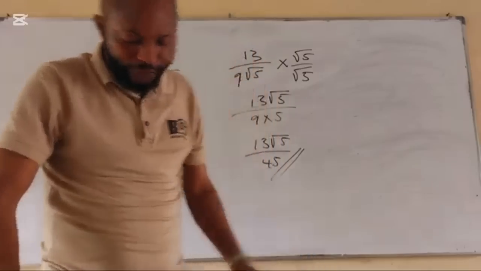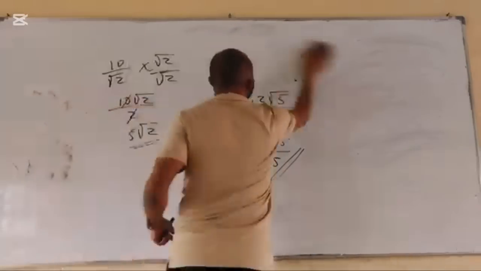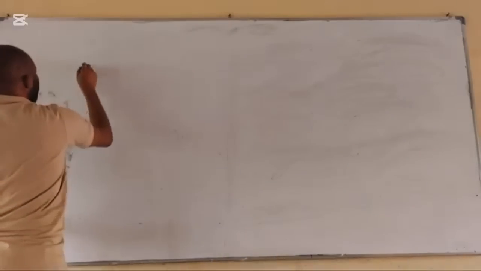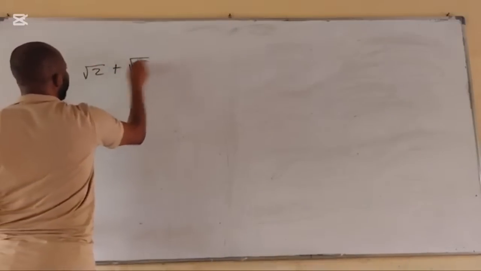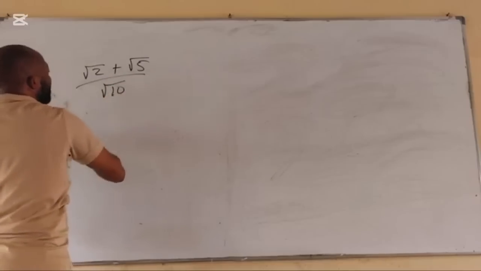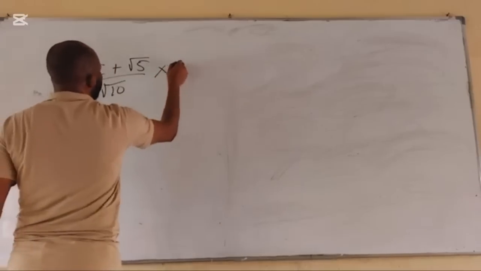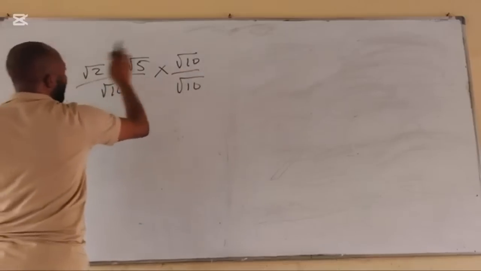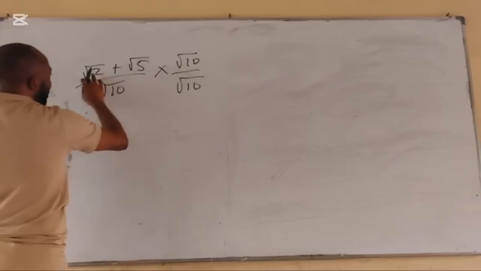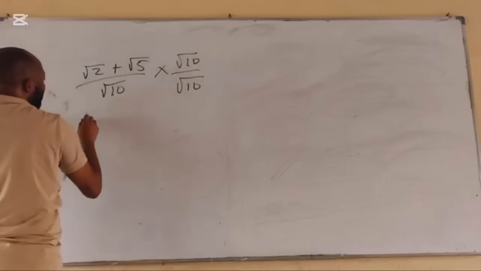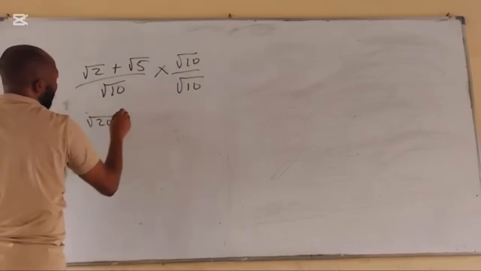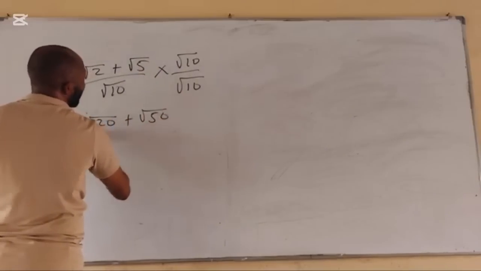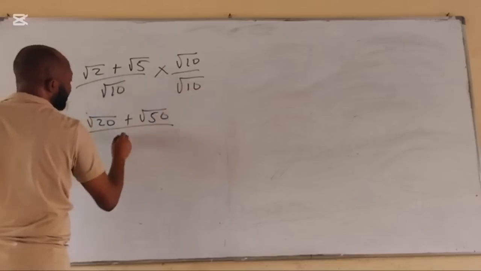Root 2 plus root 5 over root 10. So this, by rationalization, becomes multiplying by root 10 over root 10. So root 2 times root 10 is root 20, plus root 5 times root 10 is root 50, over root 10 times root 10, which is 10.